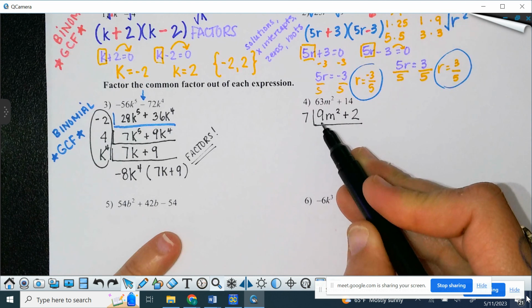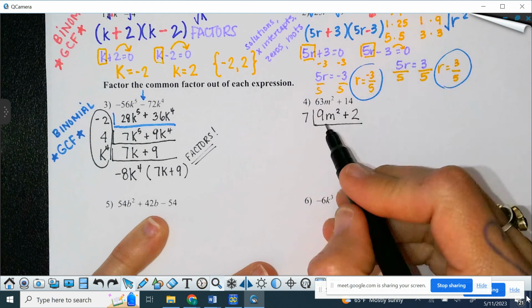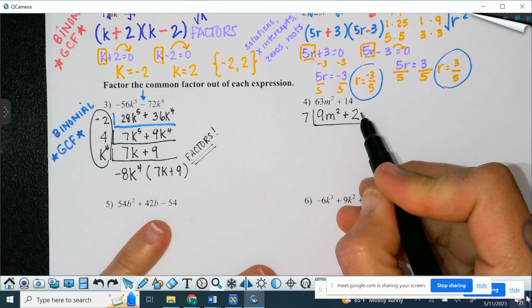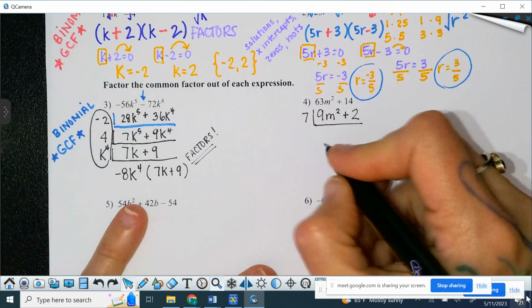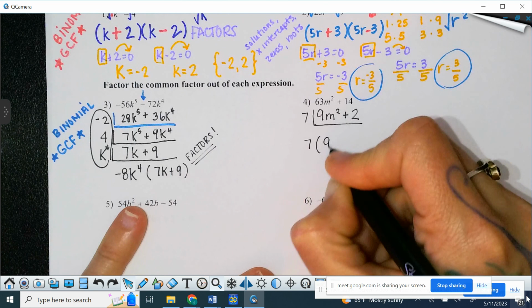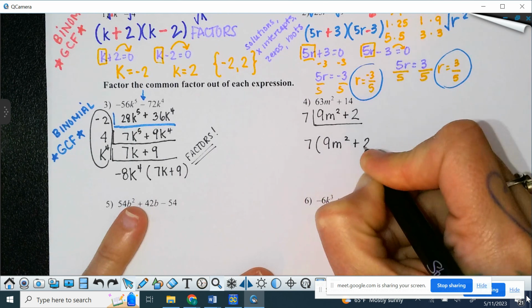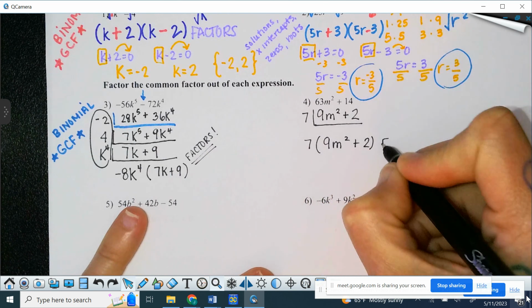So we're done there. Moving down the line, we have a variable in our first term, but no variable in our second term. So we're done. That's it. That's our factors by GCF.